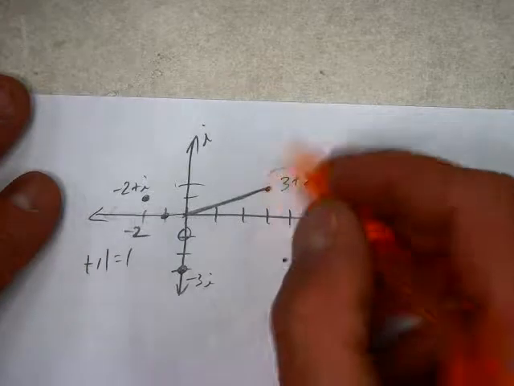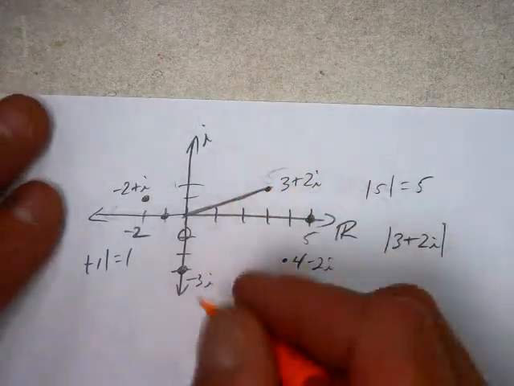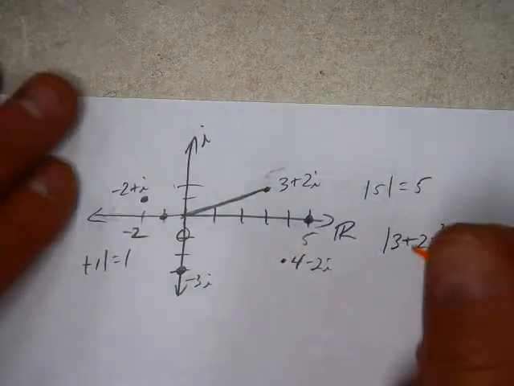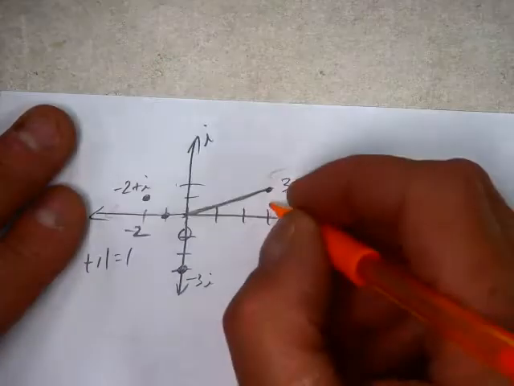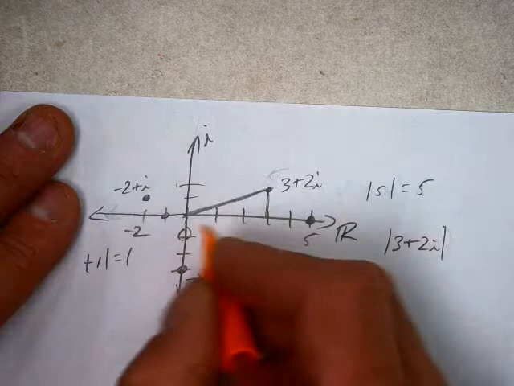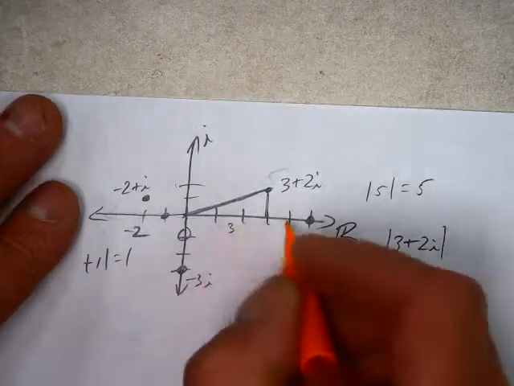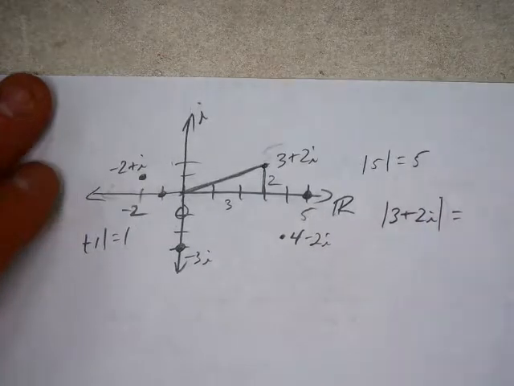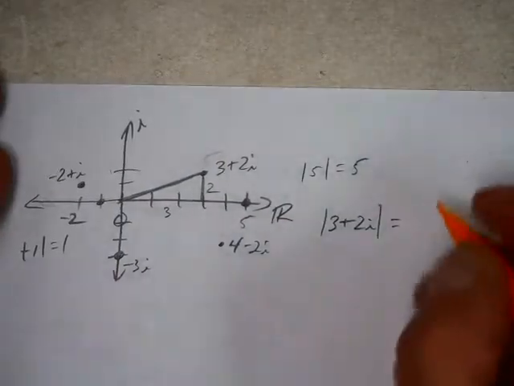So if I want to know how far this is from 0, how in the heck am I going to figure that out? Distance formula, Pythagorean theorem. And Pythagorean theorem we can do really pretty nicely, you'll see. How long is this? 3, because that's my real part. How long is this? 2, that's my imaginary part. So the absolute value of 3 plus 2i is?